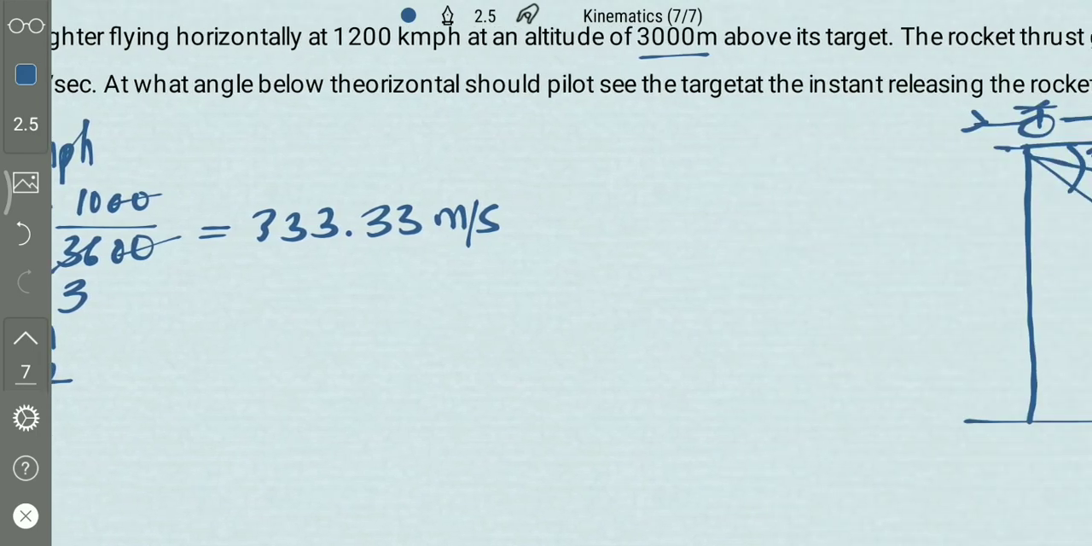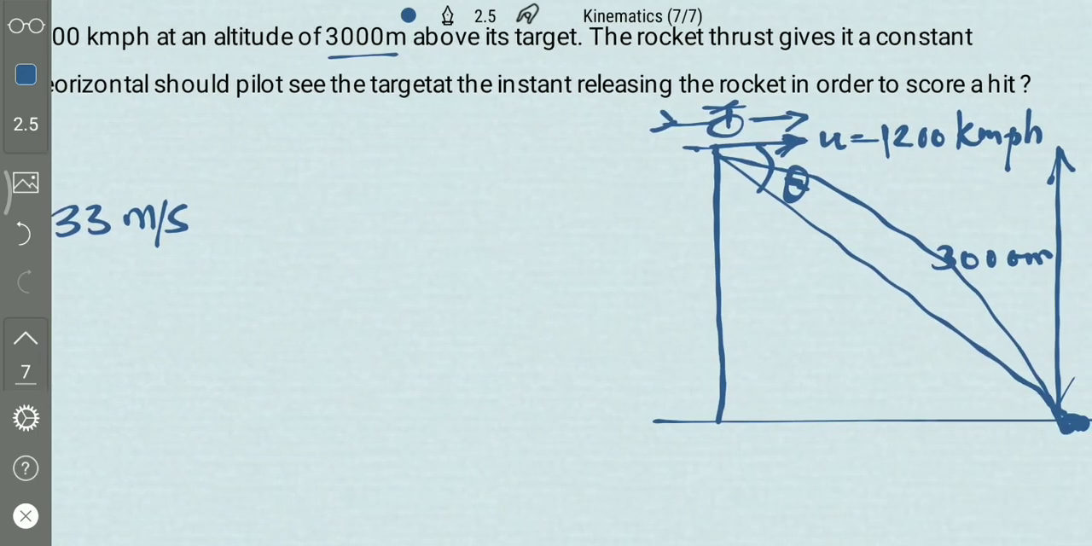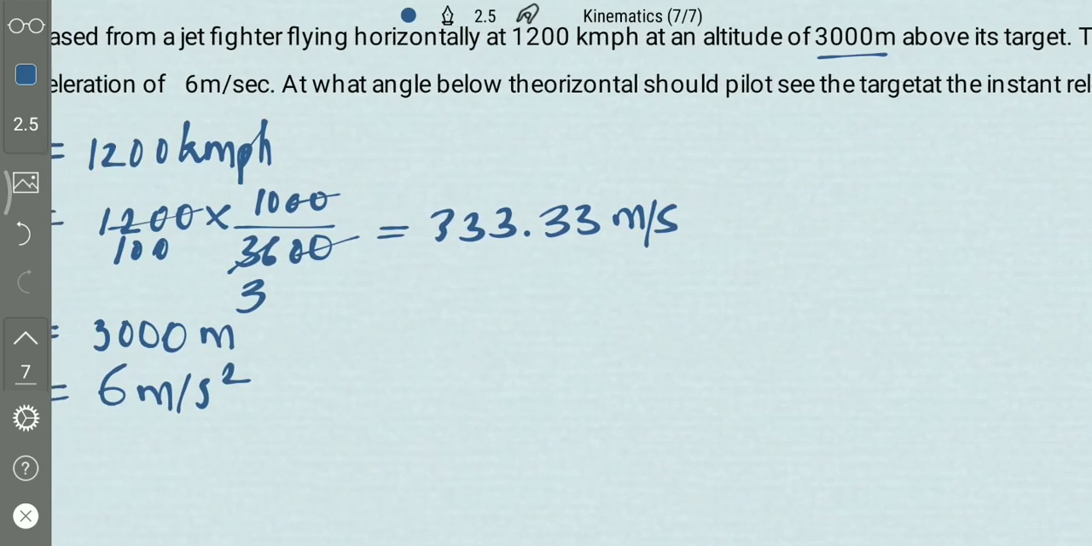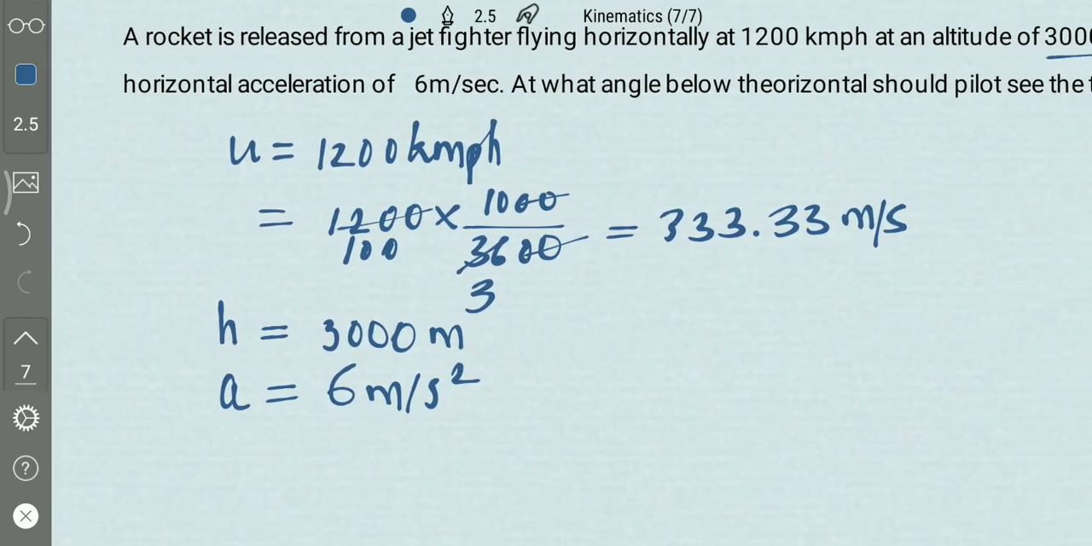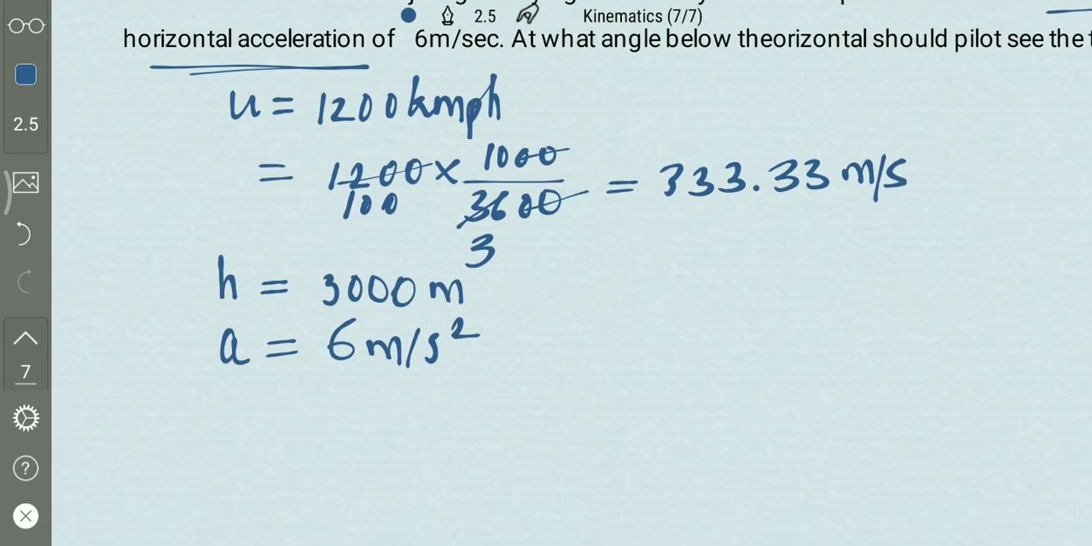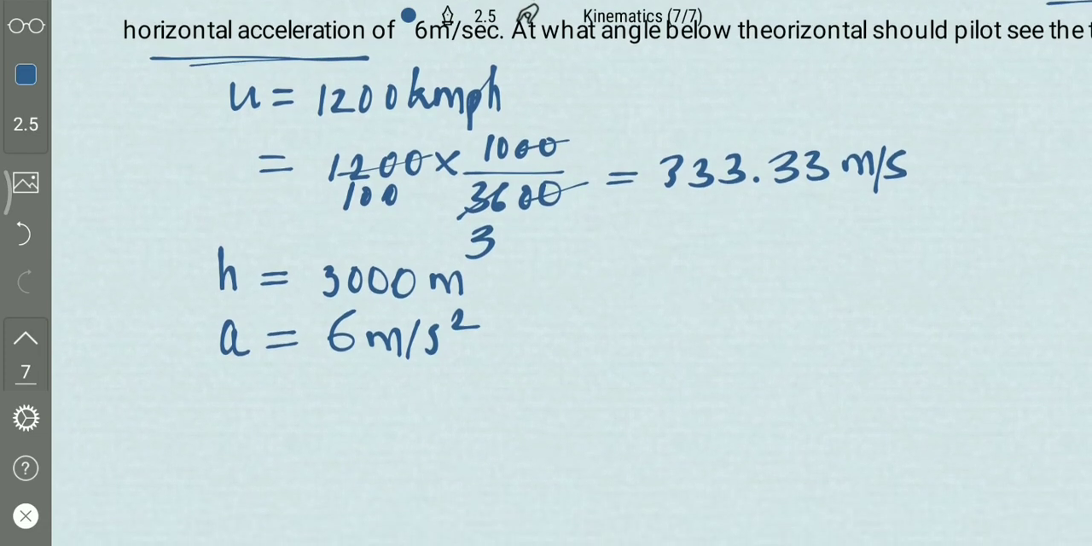In the theory section we have seen that if a body is projected horizontally, it travels with a uniform velocity in the horizontal direction. But here it is given that the rocket has horizontal acceleration. The thrusters of the rocket will be accelerating the body. So the horizontal acceleration is 6 meters per second squared.